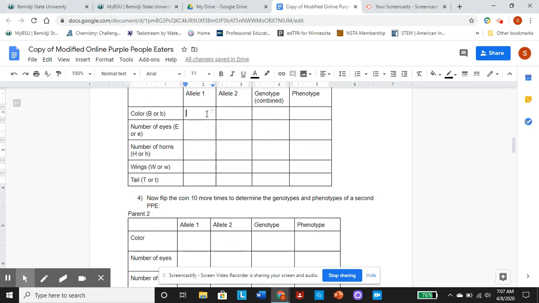So if I were to flip a coin right now, I've already done this, but I flipped my coins and I got B, B. Okay, so we'll do one at a time, or I'll just go through one of these with you. All right, so I flipped my coins. I did heads, heads. I got big B, right? Two dominants. My genotype came out to BB, and then my phenotype came out to purple.